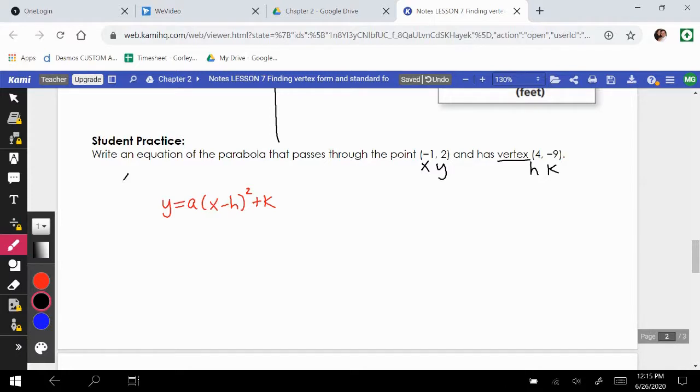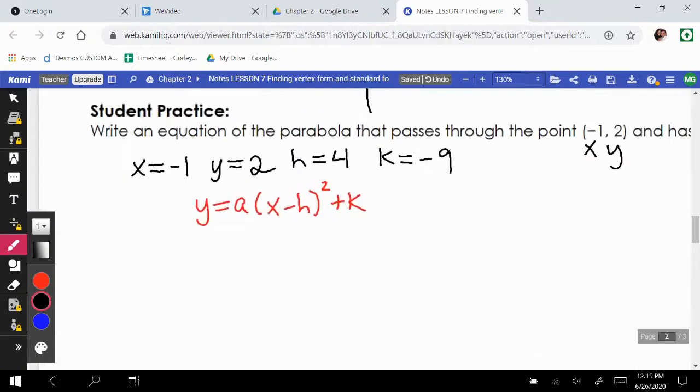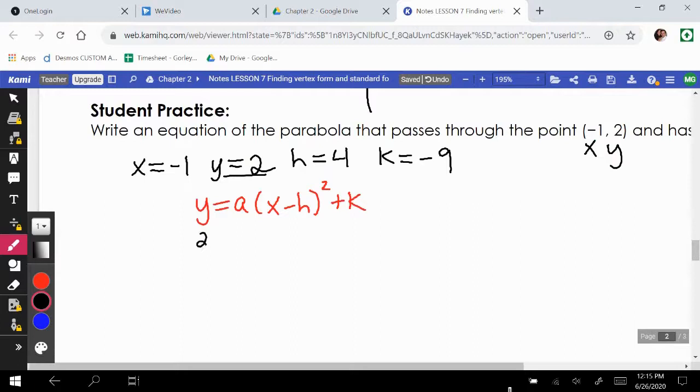So I know that x is equal to negative 1, y is equal to 2. We know that h is equal to 4, and k is equal to -9. And we're going to plug in each one of those components. So what is y equal to? Y is equal to 2. A, we don't know. X is equal to -1. H is equal to 4. K is equal to -9.